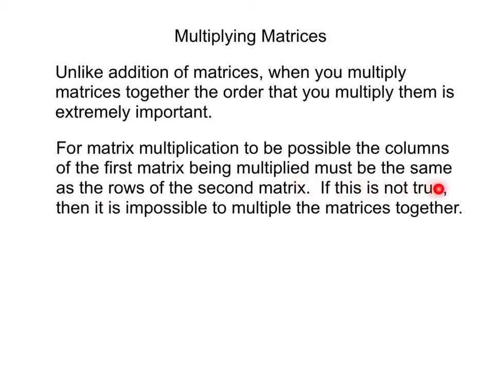If this is not true, then it is impossible to multiply the matrices together. That's the first thing that you're looking for. If it's not possible to multiply the matrices together, there's no solution. So let's take a look at a couple of examples.